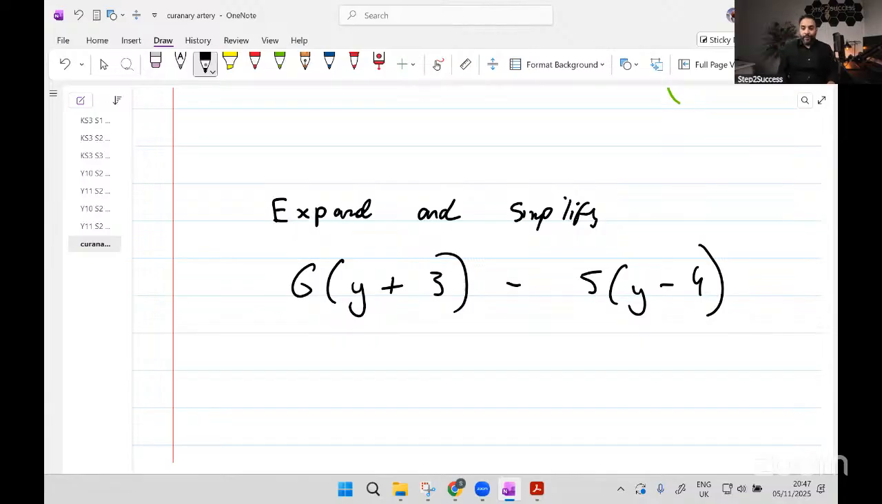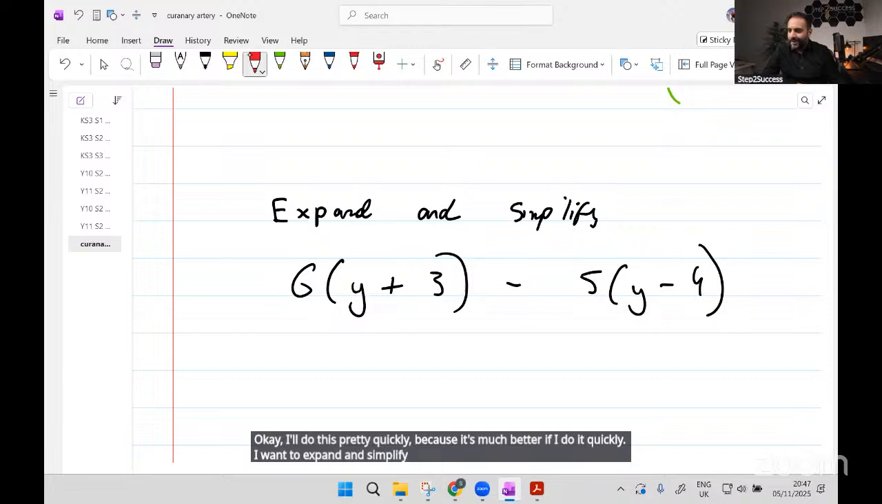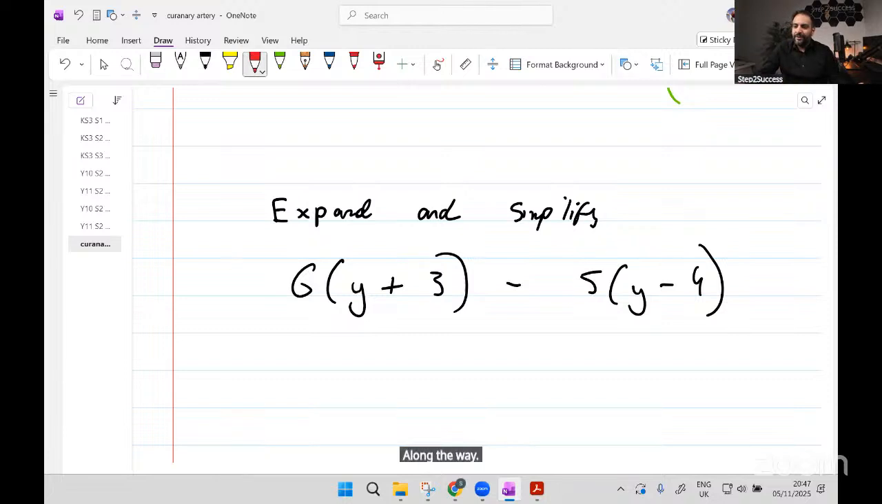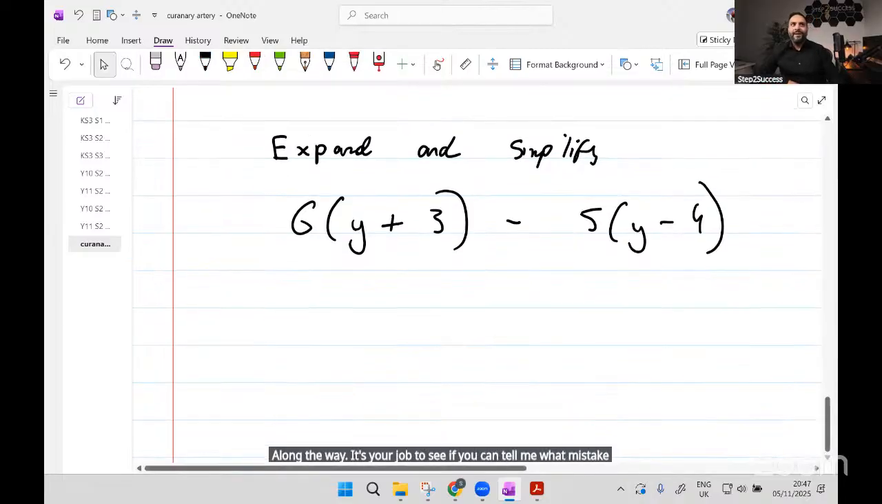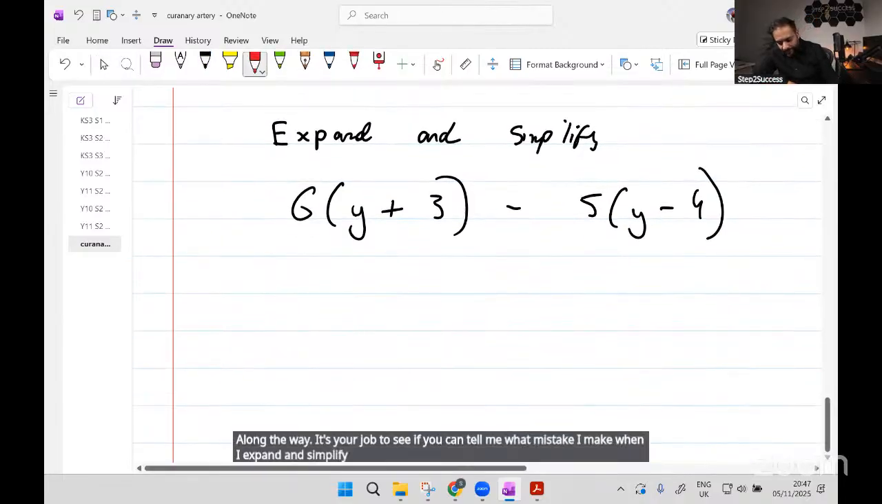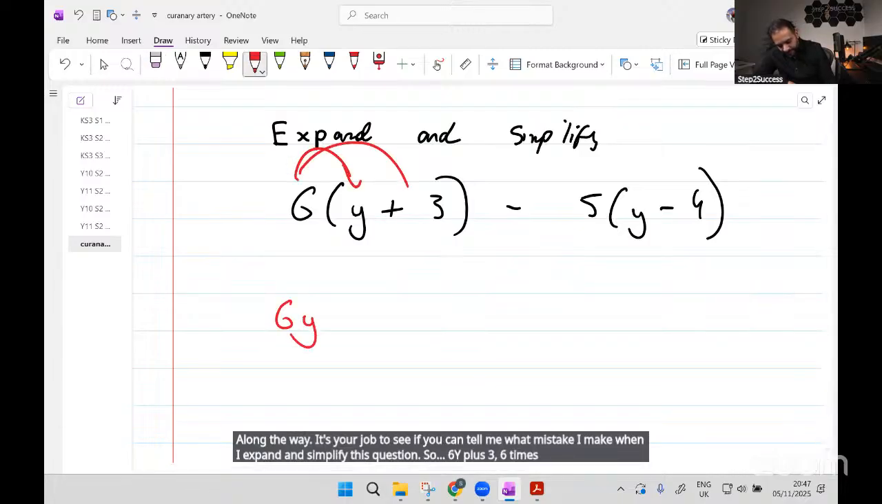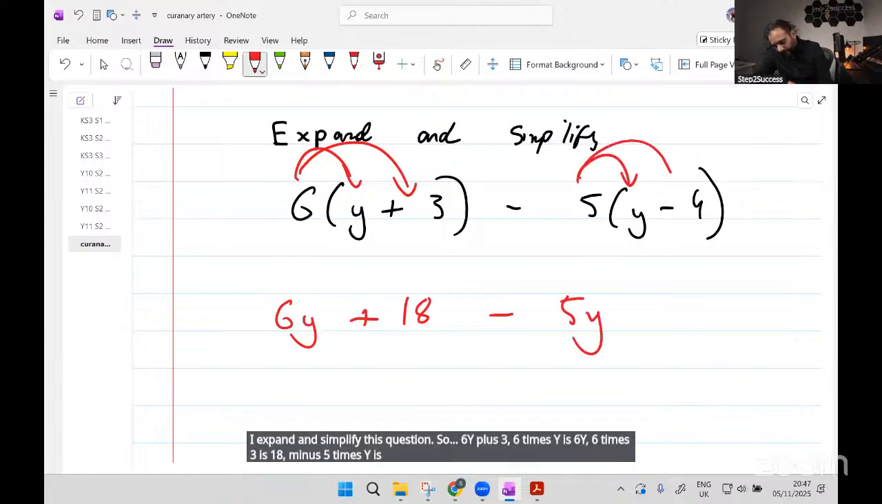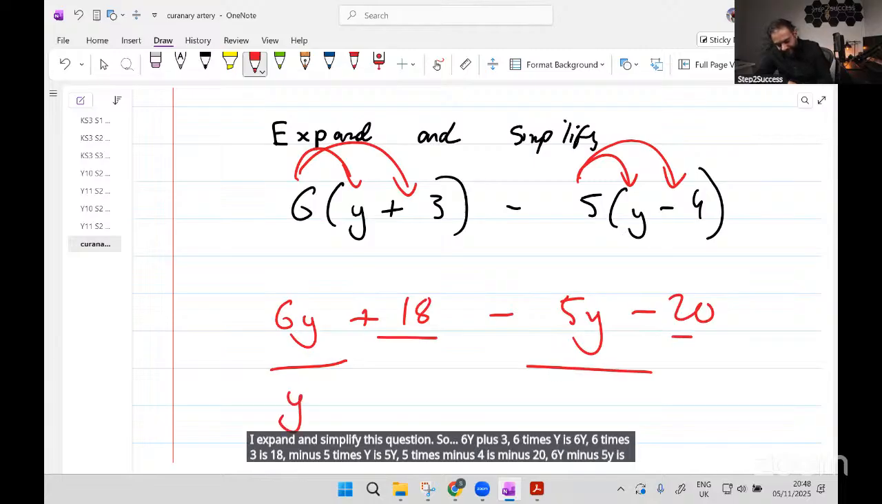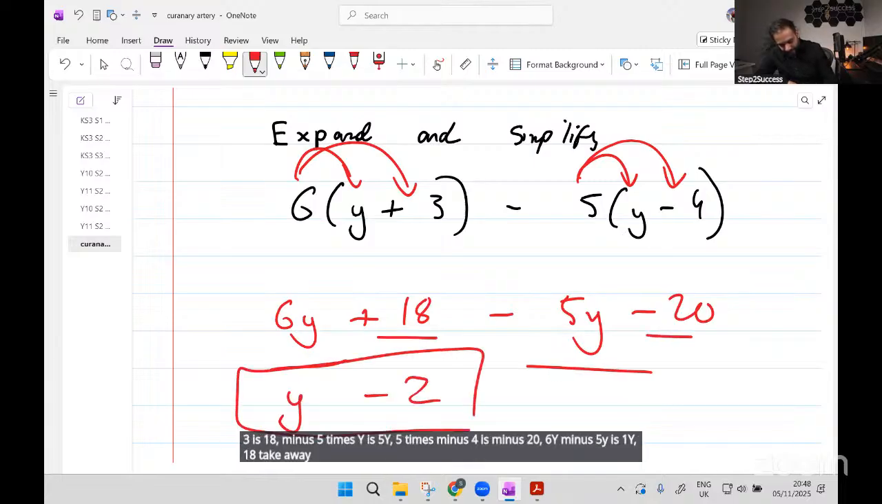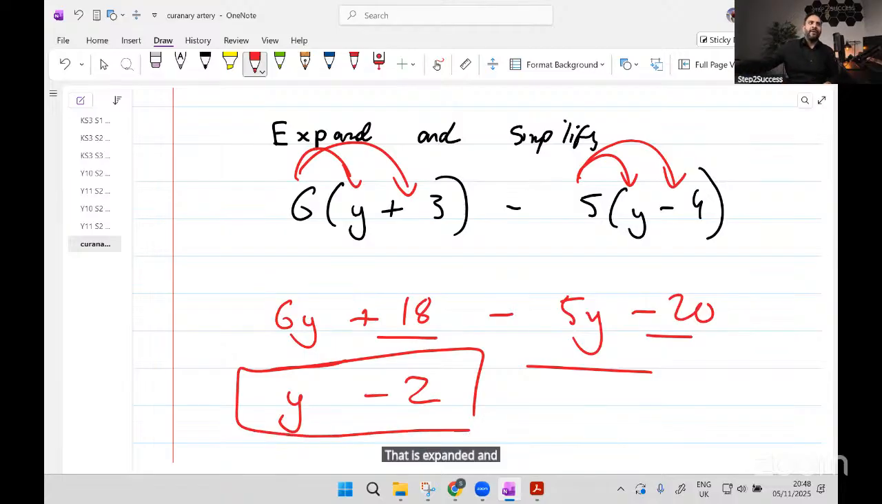Okay, I'm going to do this pretty quickly because it's much better if I do it quickly. I'm going to expand and simplify, but I'm going to make a mistake somewhere along the way. It is your job to see if you can tell me what mistake I make when I expand and simplify this question. So 6y plus 3, 6 times y is 6y, 6 times 3 is 18, minus 5 times y is 5y, 5 times minus 4 is minus 20, 6y minus 5y is 1y, 18 take away 20 is minus 2. That is expanded and simplified. Anybody know what mistake I made?